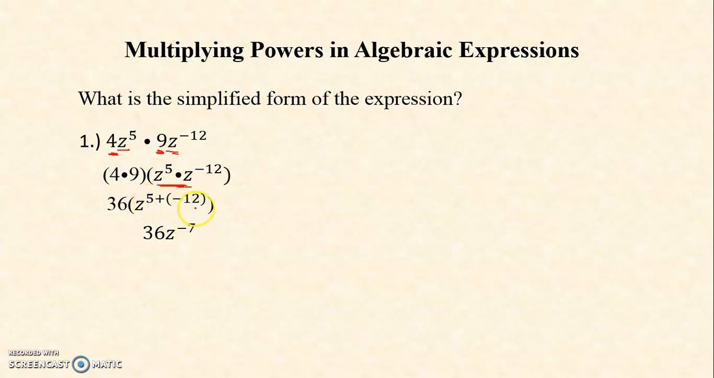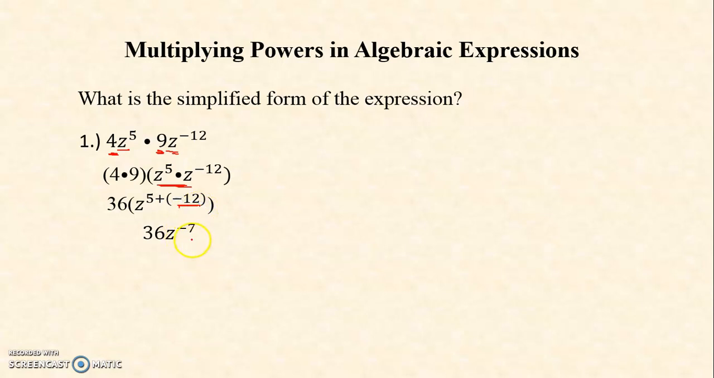5 is positive, 12 is negative, so you're going to subtract. 12 minus 5, that is 7. Since the absolute value of 12 is greater than that of 5, the sign of 7 is negative. We're going to follow the sign of 12.